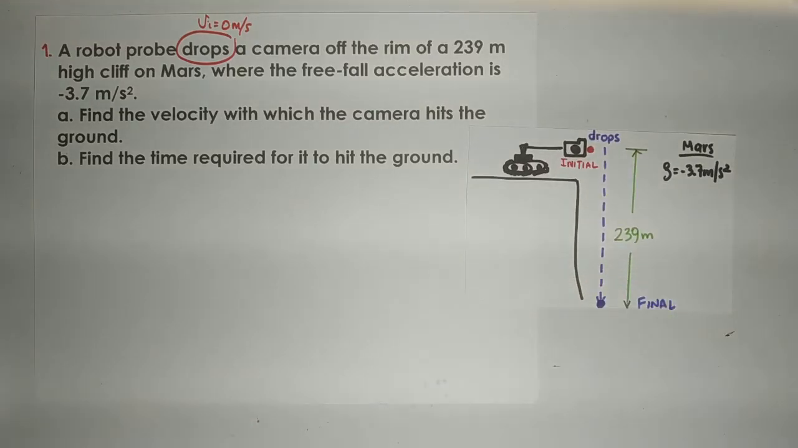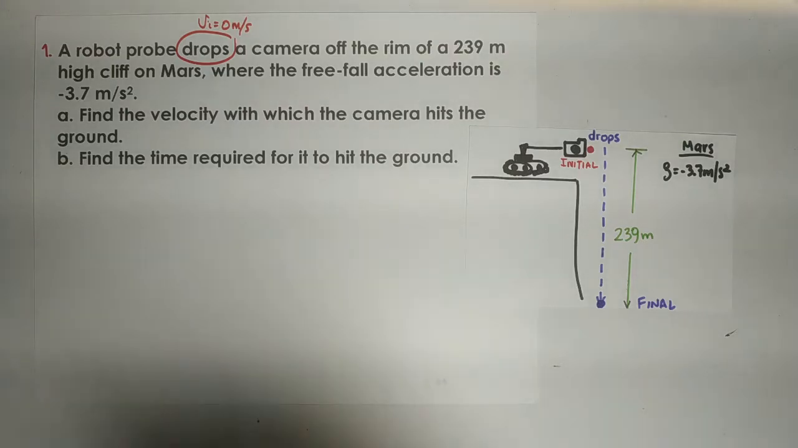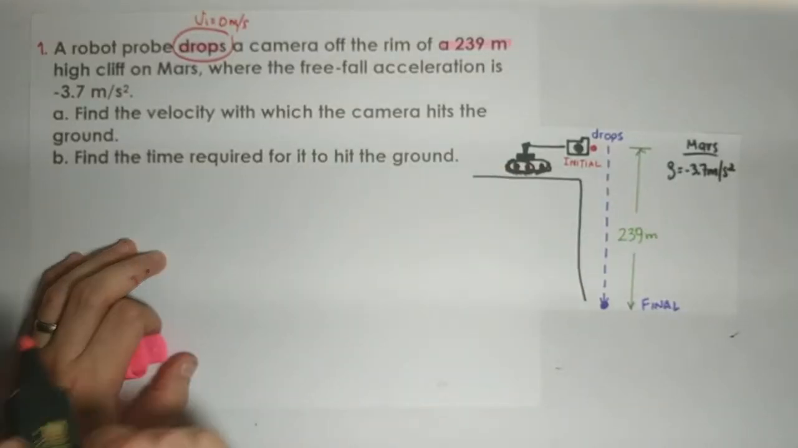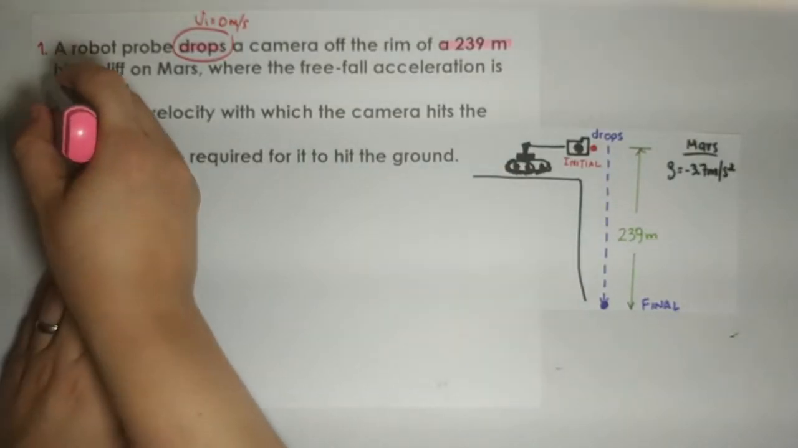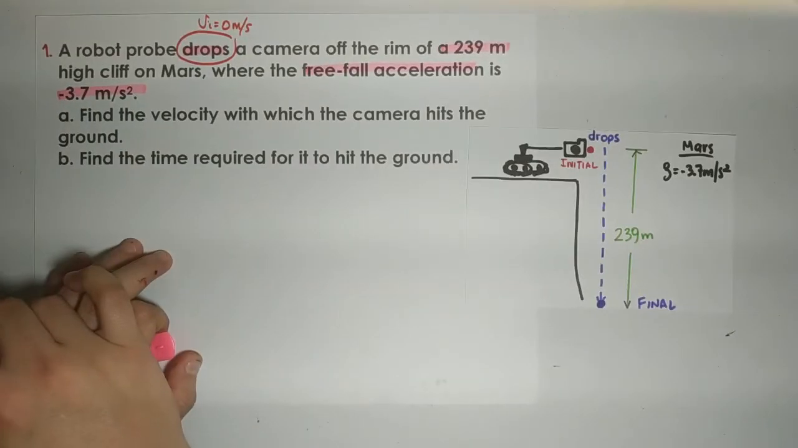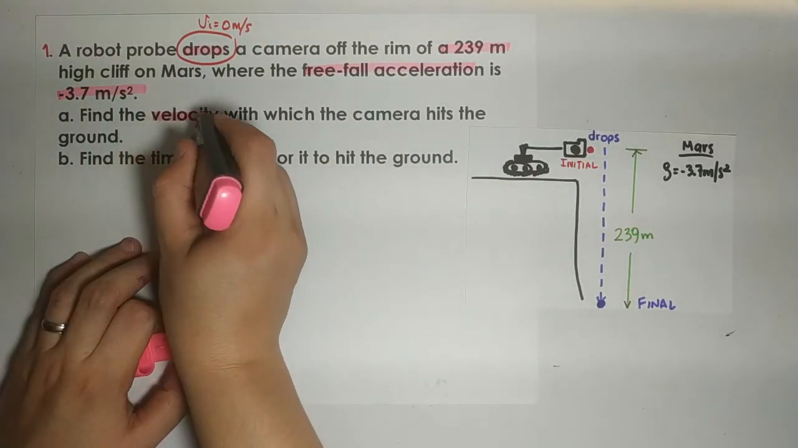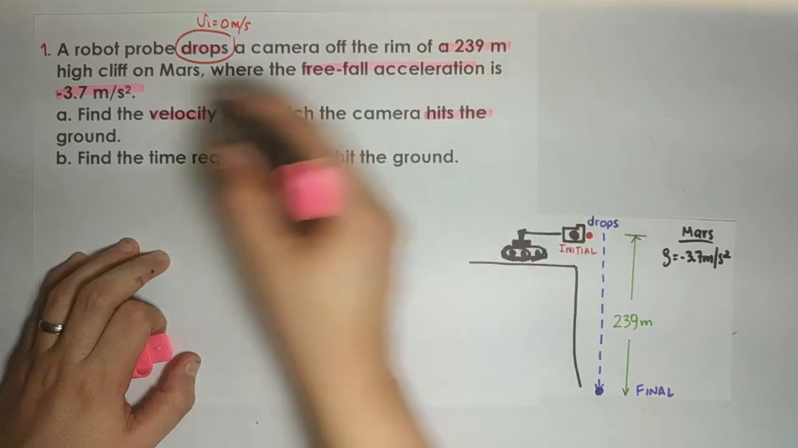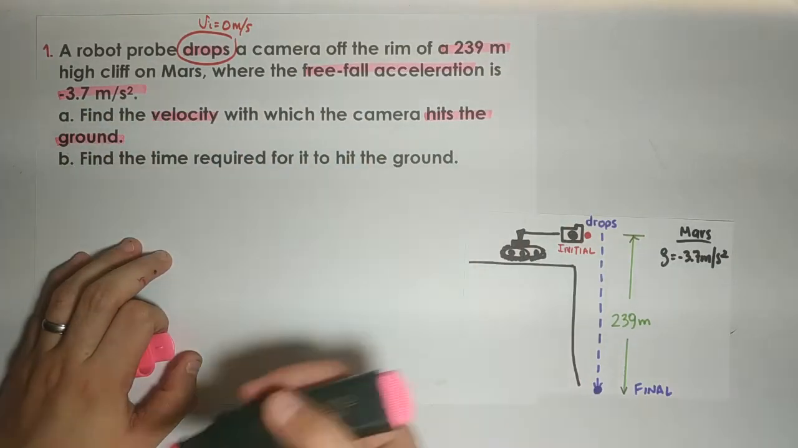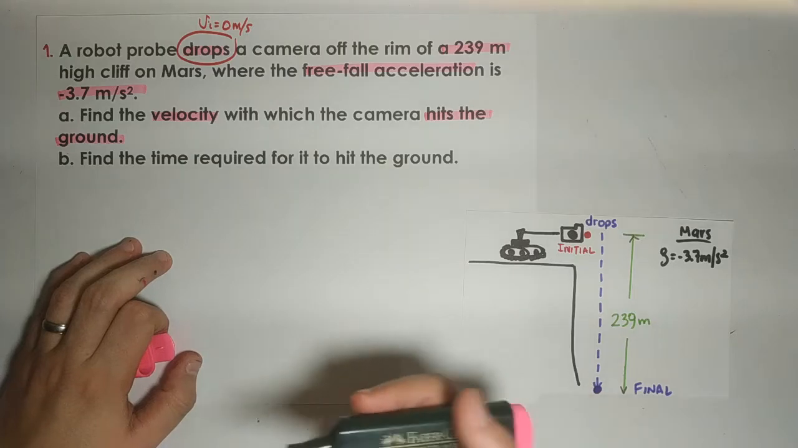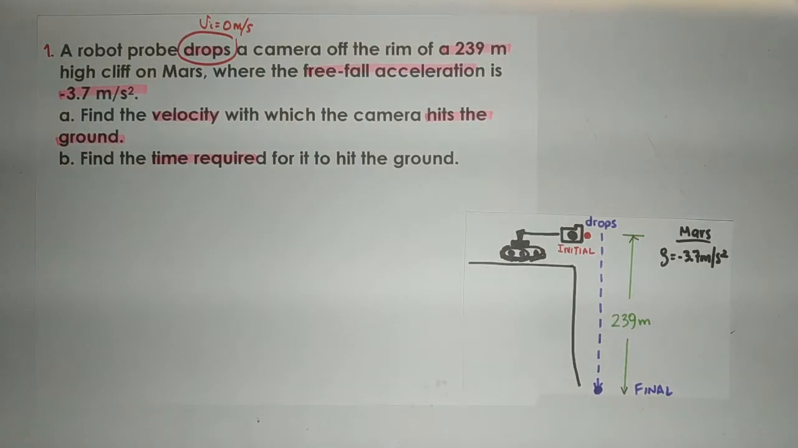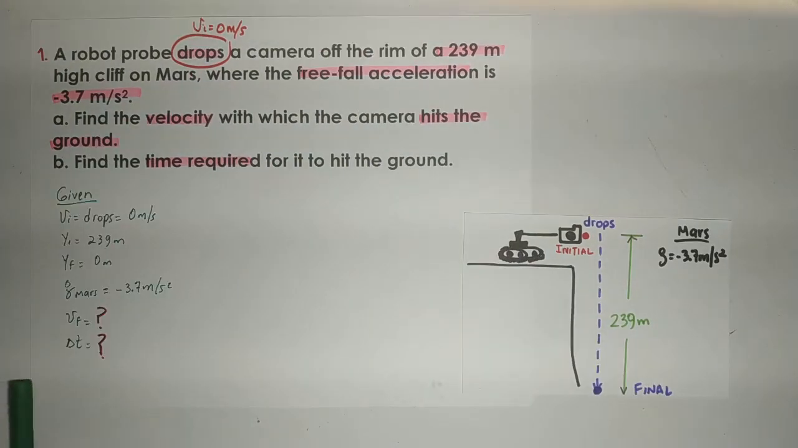Now let's take a look. I'm gonna highlight the givens. I'm gonna write them. So first, as it says drops, I know my initial velocity is 0, and the cliff has a height of 239 meters, and the free fall acceleration is negative 3.7. I'm looking for the velocity with which the camera hits the ground. So I need to find the velocity in my final position. So my final velocity is the one I'm looking for. And when it says find the time required, I'm obviously looking for the time. Okay, I already wrote all the givens right here, as I mentioned before.